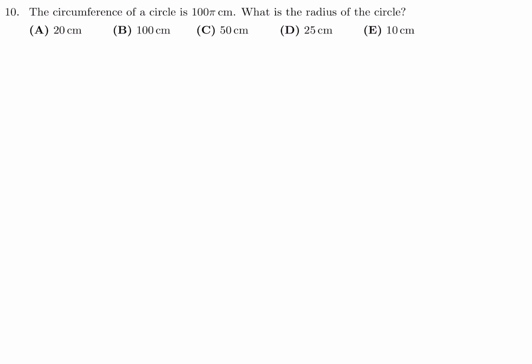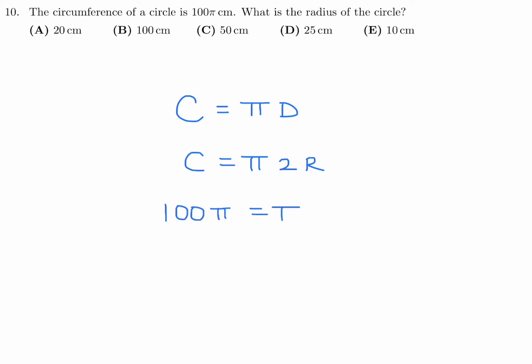The circumference of a circle is 100 pi. What is the radius? Circumference of a circle is given by the formula pi d, where d is the diameter. Diameter is equal to 2 times the radius. So this is the formula we're going to use. They're saying that circumference is 100 pi. That's equal to pi times 2r. The pi's cancel, and you're left with 100 is equal to 2r. Divide through by 2, and you get r is equal to 50. So number 10, the answer is C.